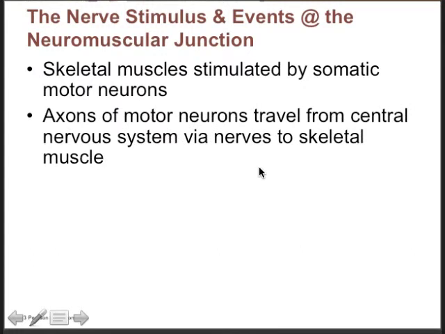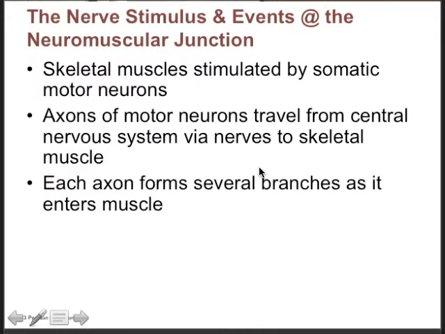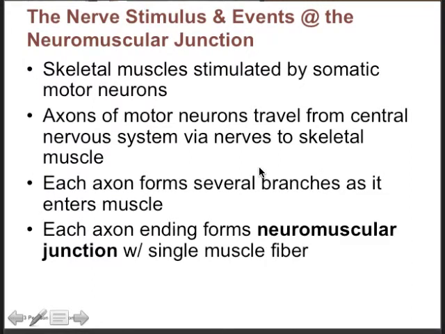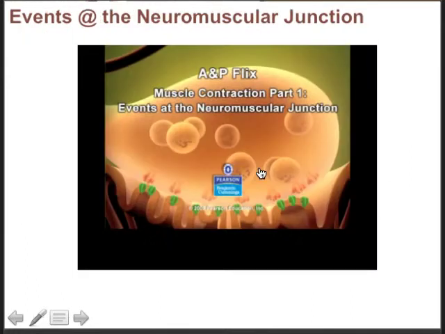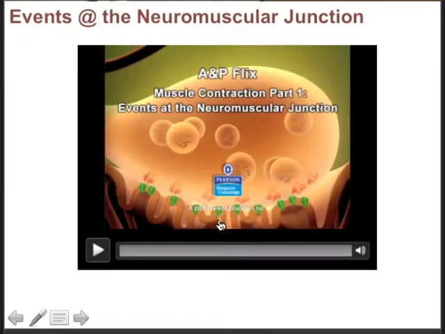Skeletal muscles are stimulated by somatic motor neurons that we control. The axons of these neurons travel from the central nervous system through nerves to the skeletal muscle, and each axon forms several branches as it enters the muscle. Each axon forms a neuromuscular junction with a single muscle fiber, and there's usually only one per muscle fiber. So what we're going to look at here are the events at the neuromuscular junction.